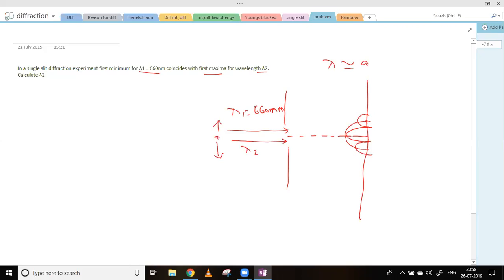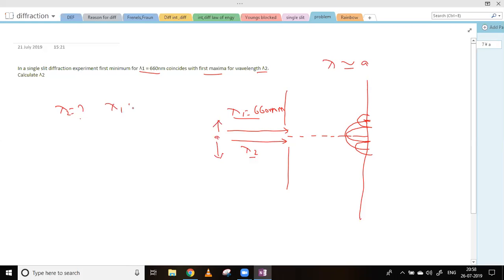So when I incident light of wavelength lambda equal to 660 nanometers, at this point I got the first minimum. If I replace this lambda 1 light with the other light whose wavelength is lambda 2, then at that point I got the first maximum. Now we have to calculate lambda 2. What is the value of lambda 2?